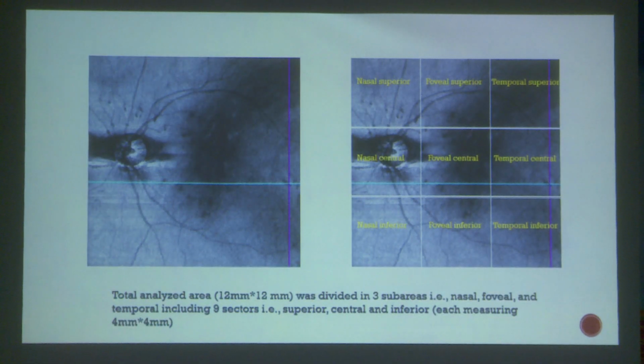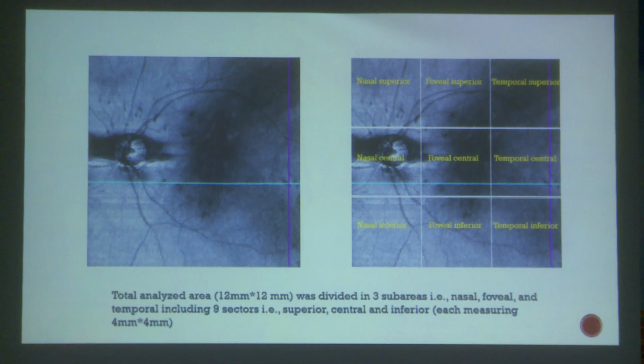So this is just a representative image. On the left side, we can see the total analyzed area. So the whole analysis covered an area of 144 square millimeters. Just for the sake of analysis, we also subdivided the area into 9 sectors. So we had 9 sectors like nasal, superior, central and inferior.